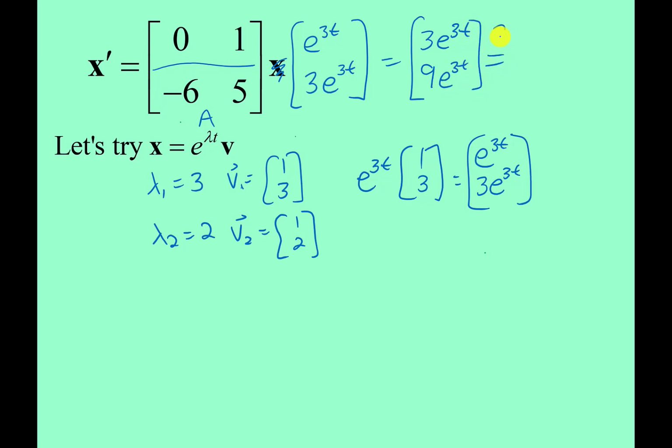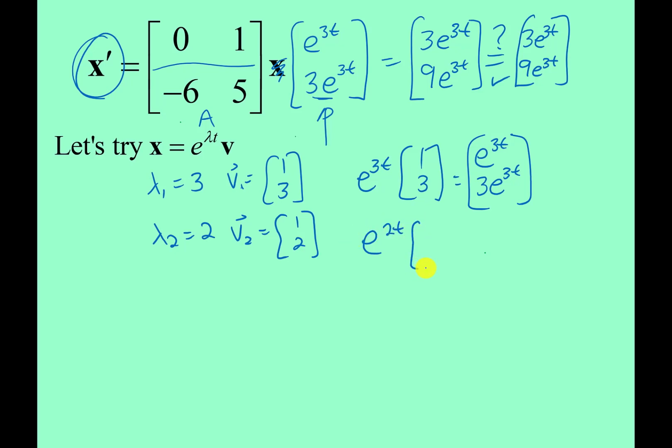Now, does that equal the derivative? So let's take this matrix and just take a derivative. The derivative of e to the 3t is 3e to the 3t, and the derivative of 3e to the 3t is 9e to the 3t. So hey, that is a solution. That works. Let's try e to the second eigenvalue t times the second eigenvector.